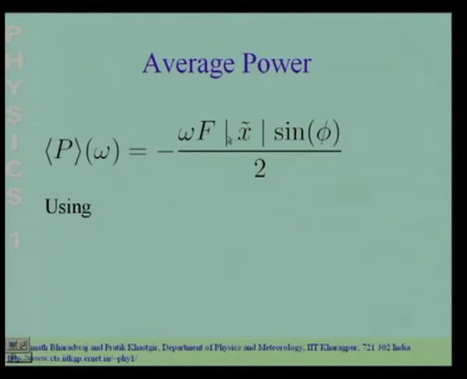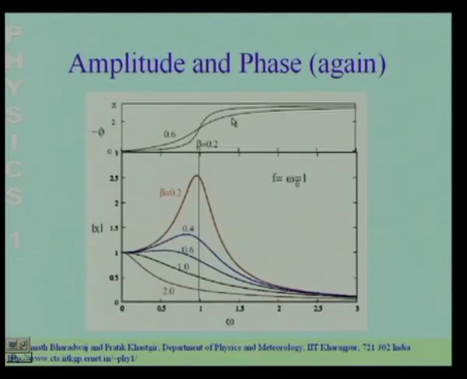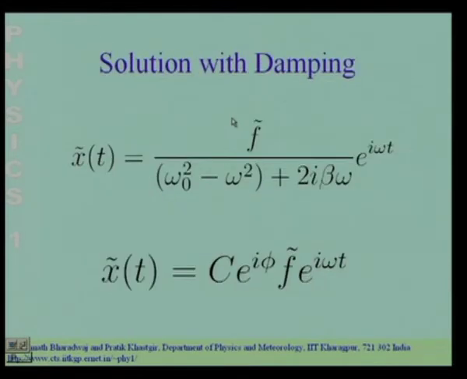Now, let us just go back to the expression for the complex displacement. This is the expression for the complex displacement, and let us ask the question, what do we mean by the mod of x into sin phi? Now, the phase phi is the relative phase between the force and the displacement. The factor e to the power i omega t occurs in both the force and the displacement, so we did not bother about this.